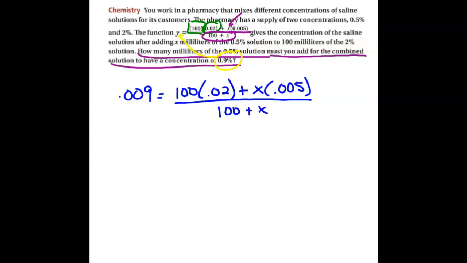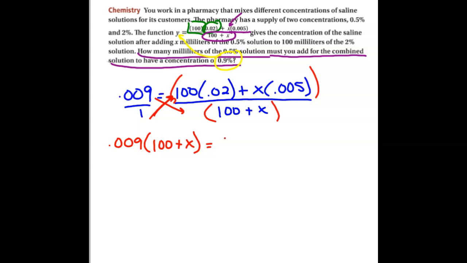All right, now what I have here is really just a proportion. If I put a 1 under here, I have a single fraction equal to a single fraction. So this is back to that first strategy where we can just cross multiply. But be careful here because we're multiplying this whole thing, we're multiplying this whole thing. So 0.009 times 100 plus x should equal 1 times that, which is nice because multiplying by 1 isn't going to change anything. So we have 100 times 0.02 plus x times 0.005.